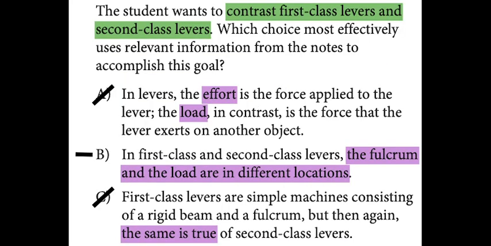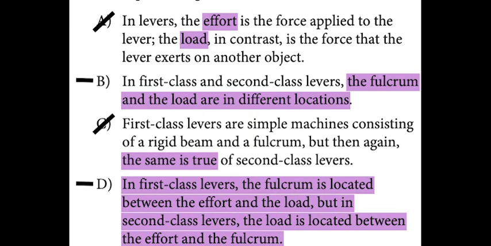C is out since it points out a similarity rather than a difference. Then we get to D and we get everything we could ask for. In first class levers, the fulcrum is located between the effort and the load, but in second class levers, the load is located between the effort and the fulcrum. This answer choice doesn't merely state that there's a difference, it describes the difference. And that's really the moral of the story for this type of problem. Don't just state, explain. Let's try 2 more.